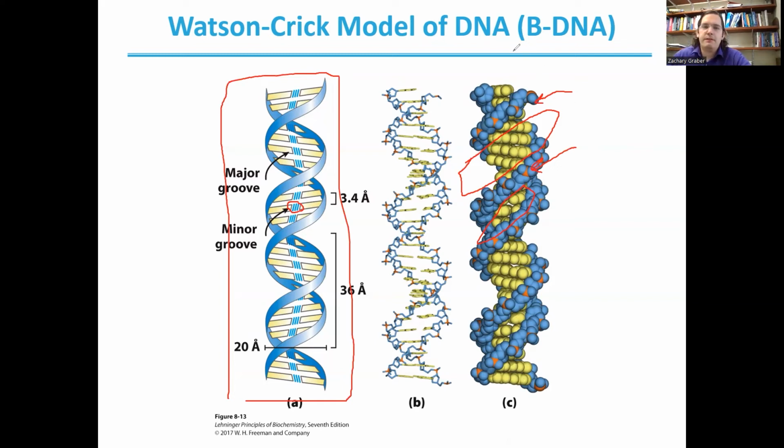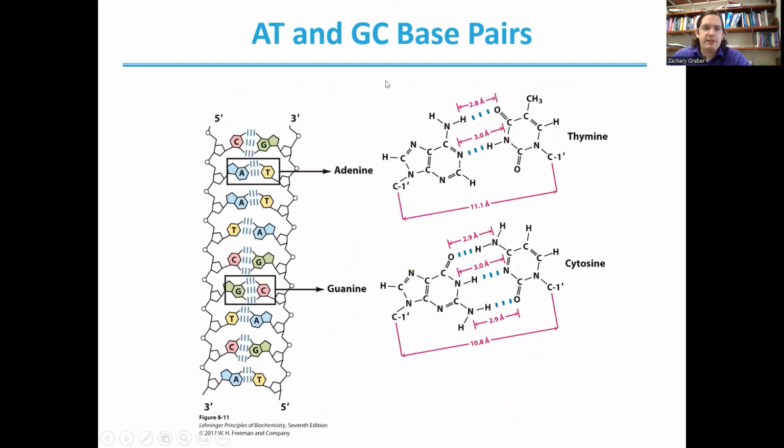This double helix model of DNA that Watson and Crick proposed is also called B-DNA. Again, of course, the center of our helix is formed by our nucleotide bases, which are pairing up through hydrogen bonds. And since we know the structure of our bases, we can actually see the individual hydrogen bonds that are forming here between our bases.